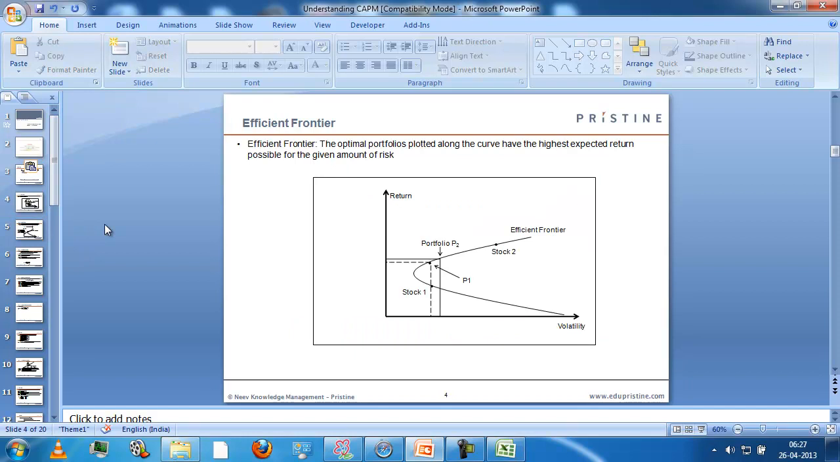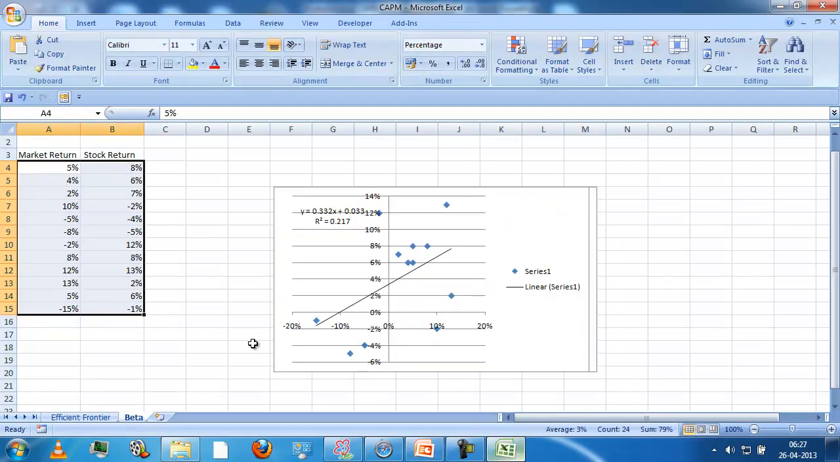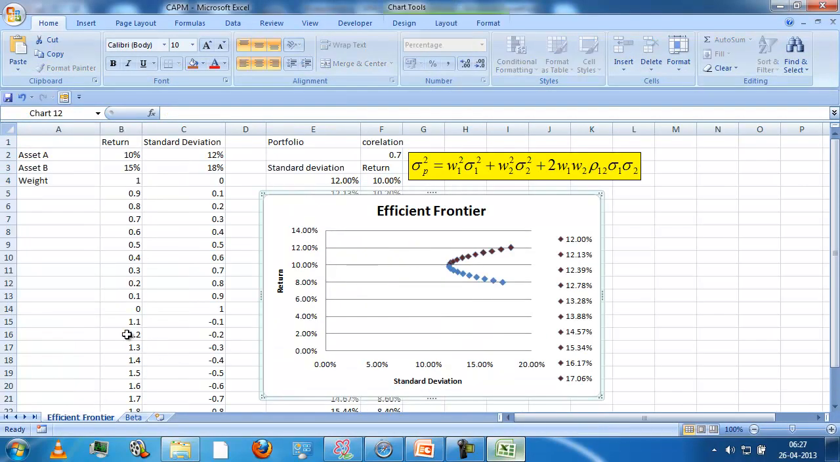To understand the capital asset pricing model, the first thing is to decide how efficient portfolios are constructed. I will demonstrate this with the help of an example. I've already prepared an Excel sheet for it. For example, suppose that you have two different assets, asset A and asset B, and you know the returns and the standard deviation of both assets.